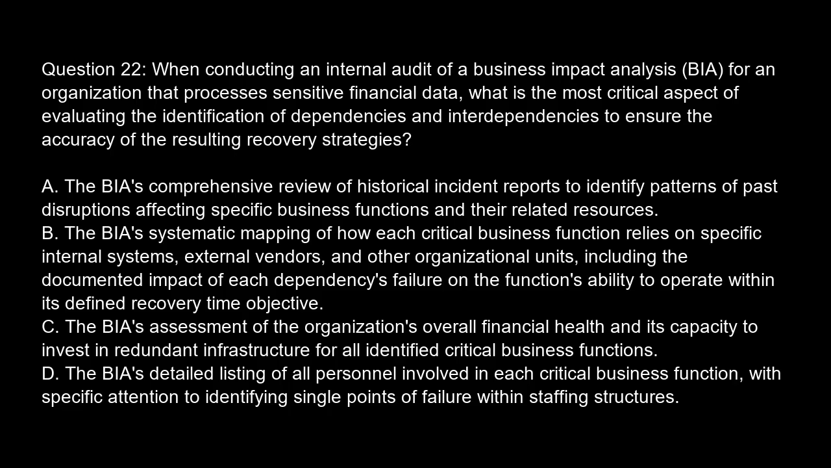Option B. The BIA's systematic mapping of how each critical business function relies on specific internal systems, external vendors, and other organizational units, including the documented impact of each dependency's failure on the function's ability to operate within its defined recovery time objective. Option C. The BIA's assessment of the organization's overall financial health and its capacity to invest in redundant infrastructure for all identified critical business functions. Option D. The BIA's detailed listing of all personnel involved in each critical business function, with specific attention to identifying single points of failure within staffing structures.